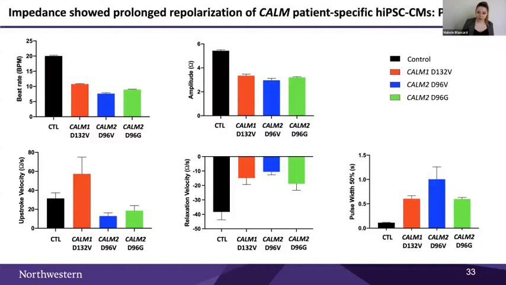So all the parameters you can have, in case you want to use them later: you can also have the beat rate, which was slower for all of them, the amplitude, upstroke velocity, the relaxation velocity, and then the pulse width at 50%, which reflects a longer repolarization in our case, which is definitely what you can see for the 3 mutations compared to the control.